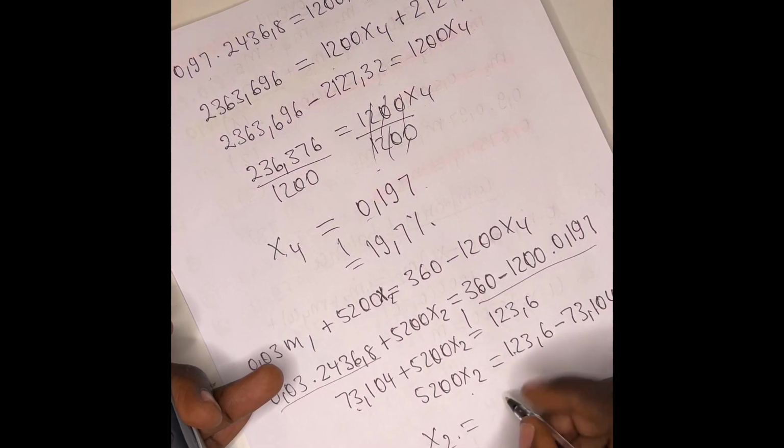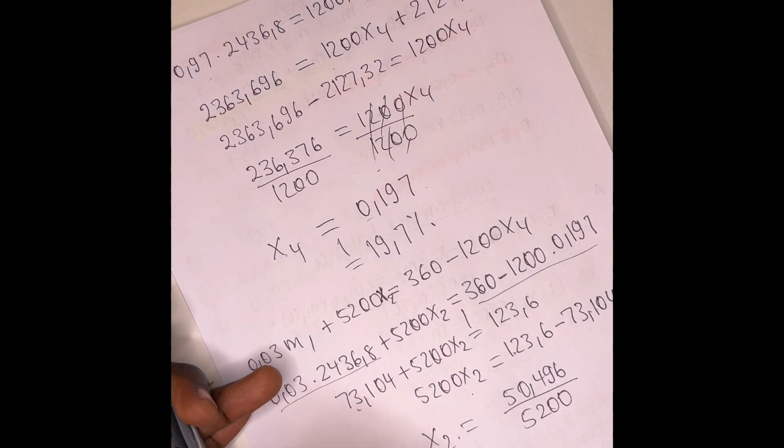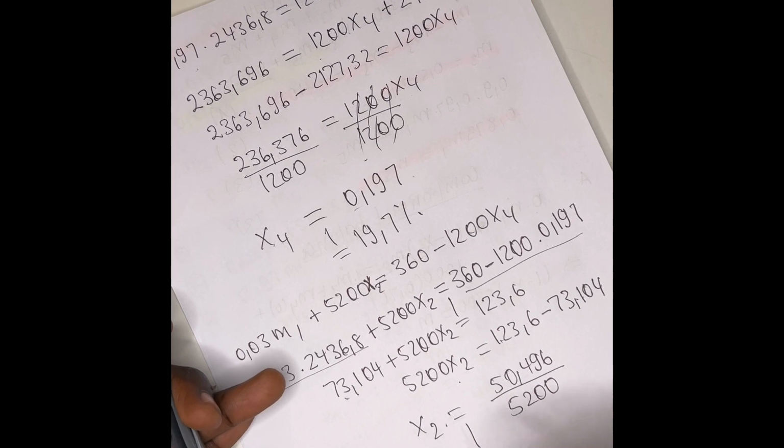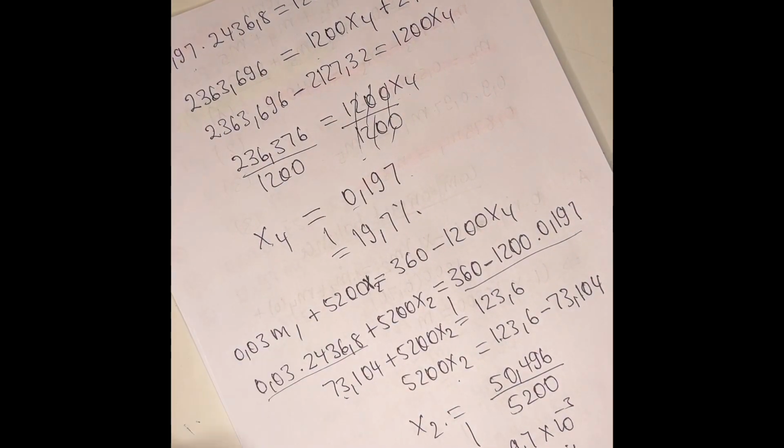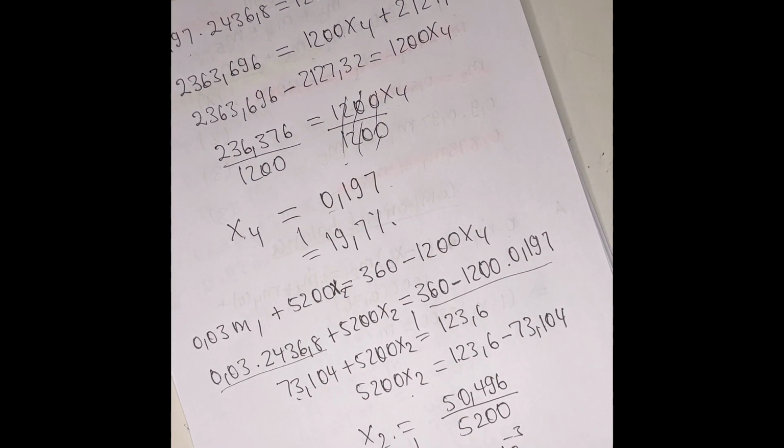If you take these two numbers, you're just going to have 50.496. You divide now by 5200. It's a real fraction, which is 9.7 times 10 to the minus 3. But if you make it in terms of percentage, it's something like 0.97%. This is how you should solve the whole question now.